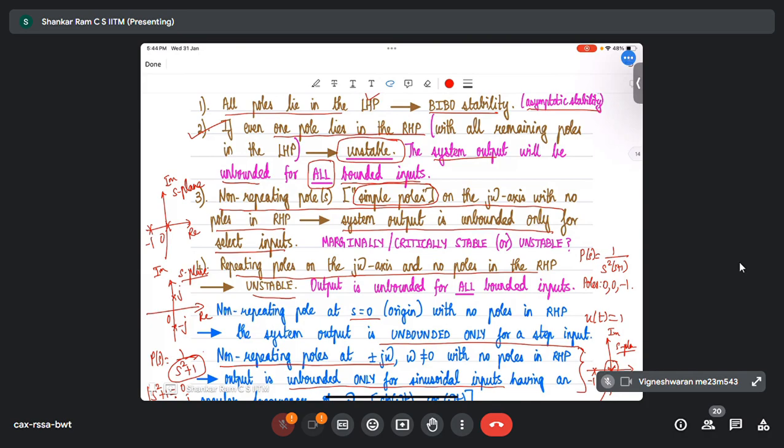Any other questions? Sir, you said that marginally or critically stable also comes under the unstable category. Once it is unstable, the system is unstable for us. So why are we studying this separately? If we can connect it with a physical object, it will give us some more clarity, sir. Very good. I think that's a good point.